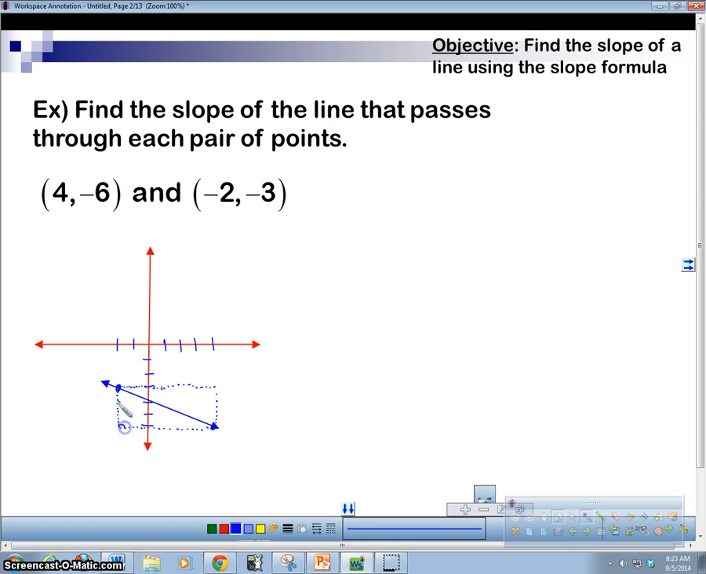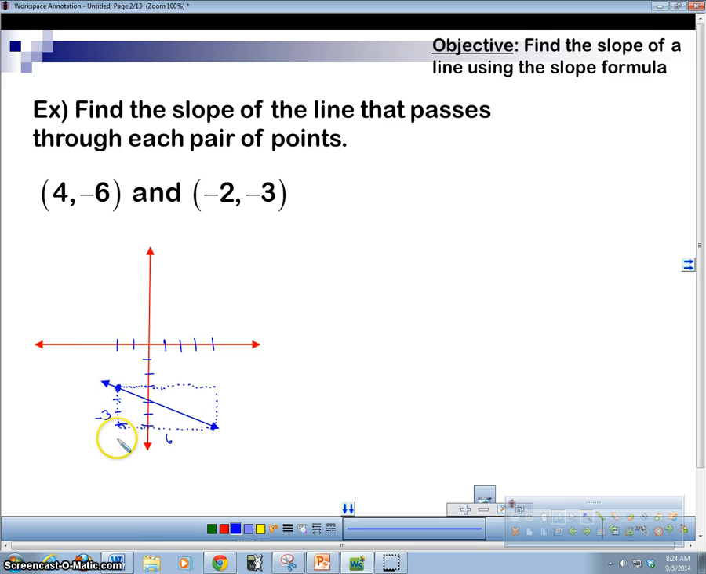And I've got a little right triangle here. I call this a slope triangle. Now how many units did I need to go down? I needed to go down 1, 2, 3 units. Down is a negative. And then I need to go to the right 1, 2, 3, 4, 5, 6 units. So this is my rise, and this is my run.